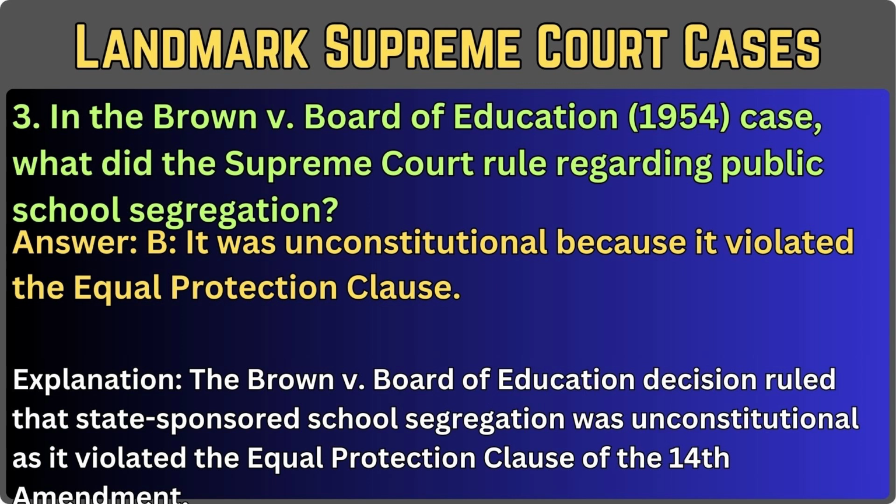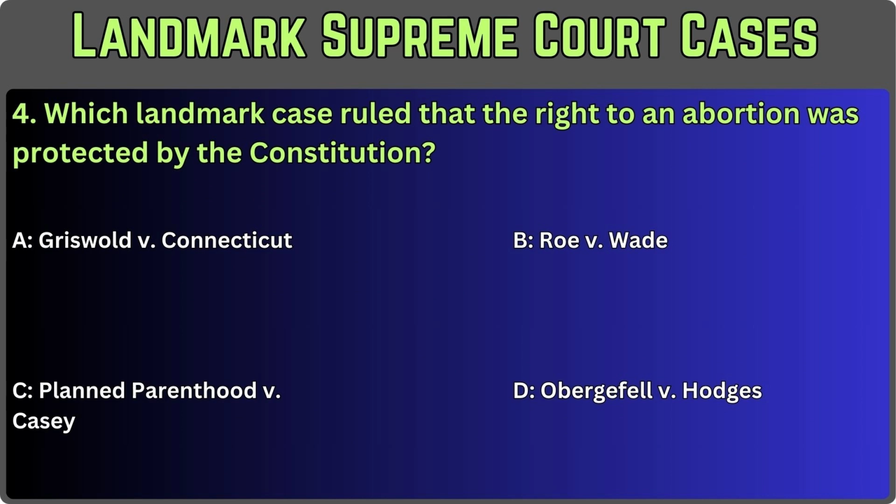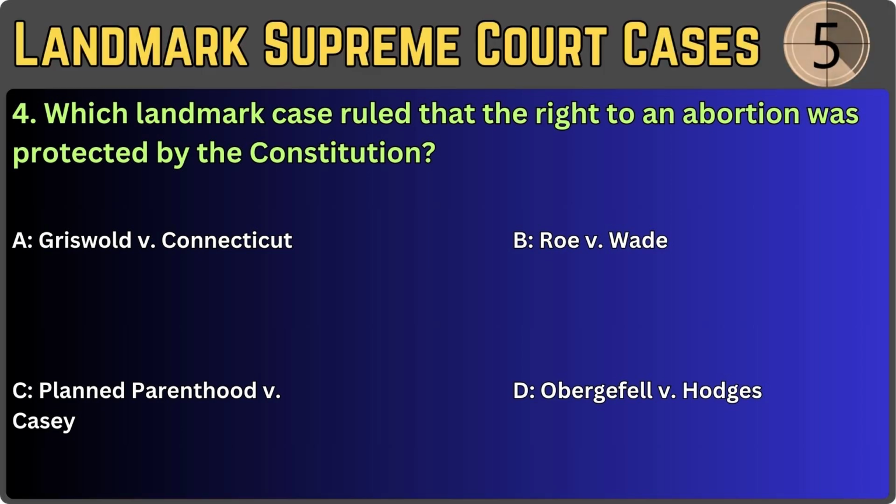Explanation. The Brown v. Board of Education decision ruled that state-sponsored school segregation was unconstitutional as it violated the Equal Protection Clause of the 14th Amendment. 4. Which landmark case ruled that the right to an abortion was protected by the Constitution? A. Griswold v. Connecticut. B. Roe v. Wade. C. Planned Parenthood v. Casey. D. Obergefell v. Hodges.